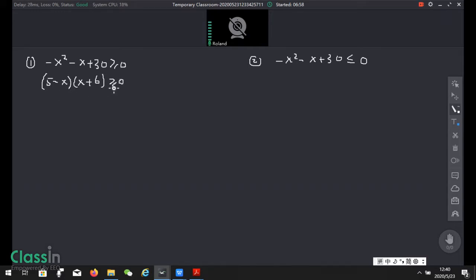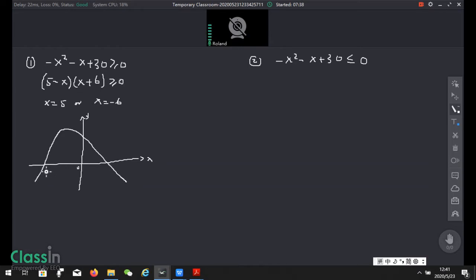If this was supposed to be equal to, in case it was equal to, we have x to be 5 or x to be -6, because 5 - x will be 0 or x + 6 will be 0. Now, let's look at the shape of this curve. If this is the y-axis and this is the x-axis intersecting at 0, the coefficient of x² is negative. So we expect it to have a maximum turning point. Let's say the shape is something like this. It may be wrong, but let's say it's correct, okay?